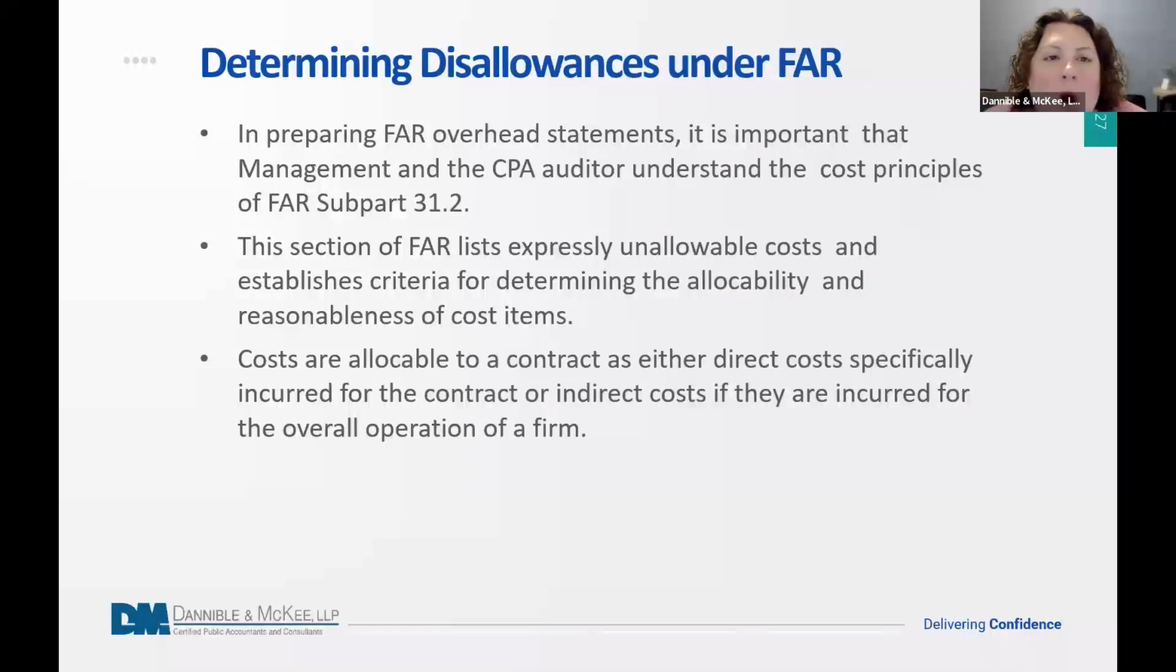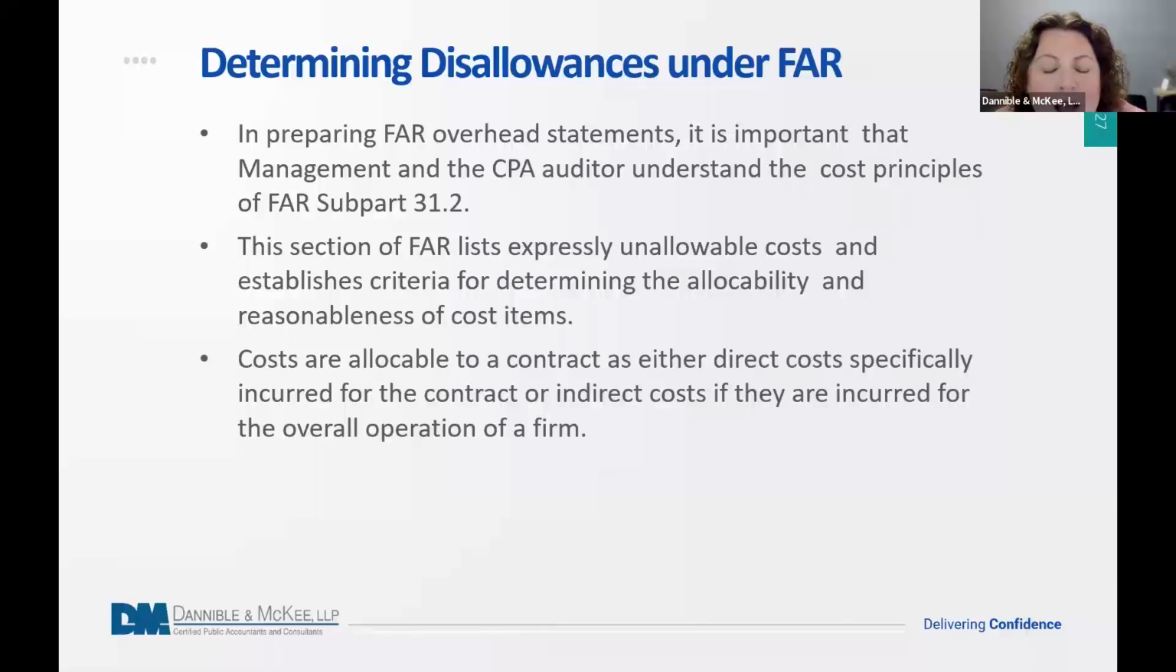All right, so what are these disallowances I keep talking about? In preparing for a FAR overhead rate, it's really important that management and the CPA understand cost principles under FAR. You're required, as management of an engineering firm, to understand FAR. It's something we can work with you and teach you, but it's important that you understand what's considered unallowable. What's an unallowable cost? And it's really important, obviously, that the CPA understands.